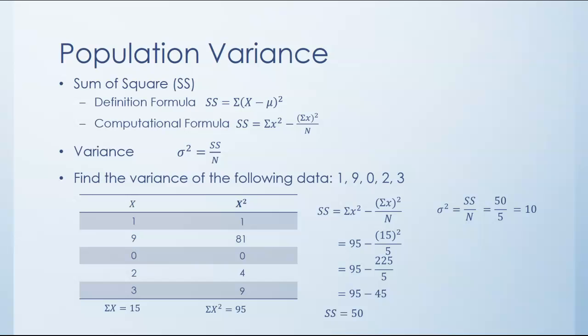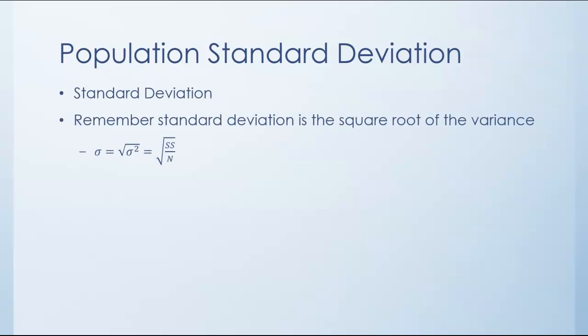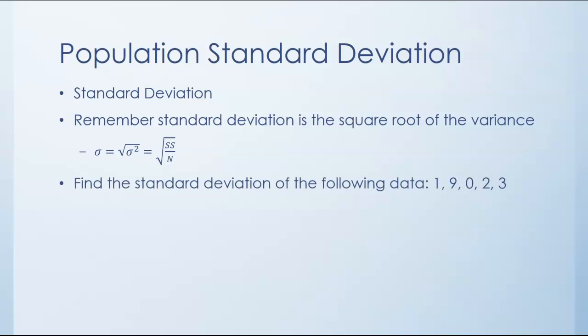Now again, we don't use variance a whole lot because it's squared of whatever our data value is. So what we want to do is find our population standard deviation, which, once you've found the variance, is super easy to find because it's just the square root of that value. So all we have to do to find the standard deviation of our data set, that 1, 9, 0, 2, and 3, is take the variance and take the square root of it. The variance was 10. So the square root of 10 is 3.2. So our standard deviation for our data set is 3.2.